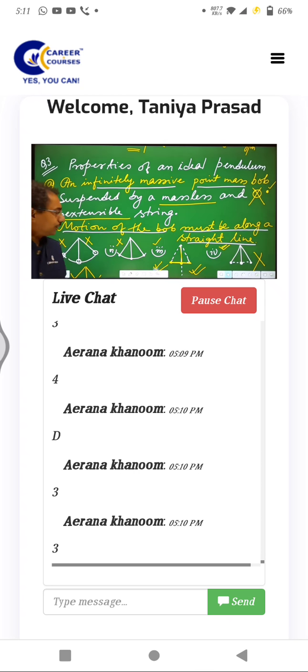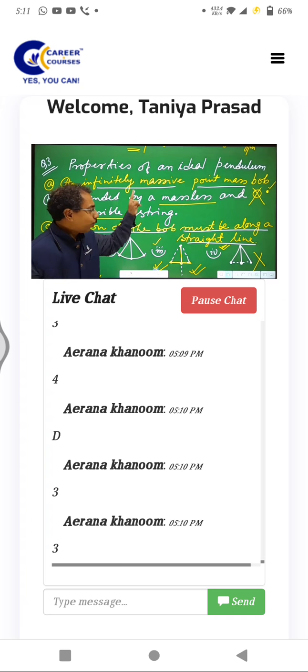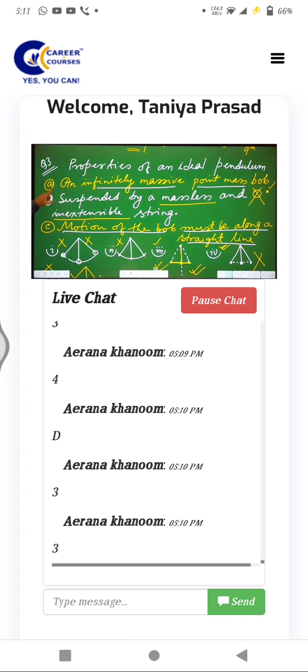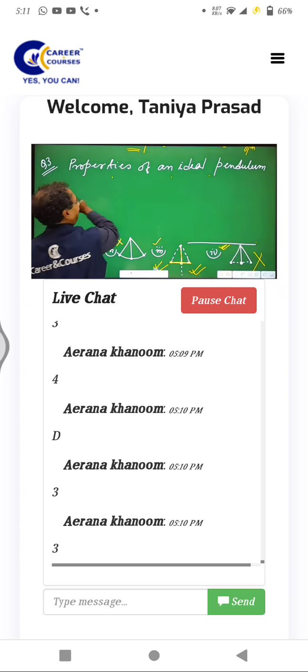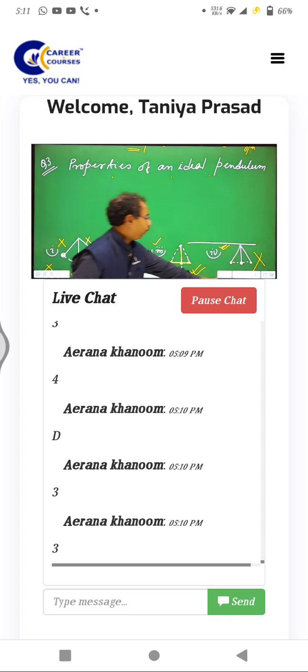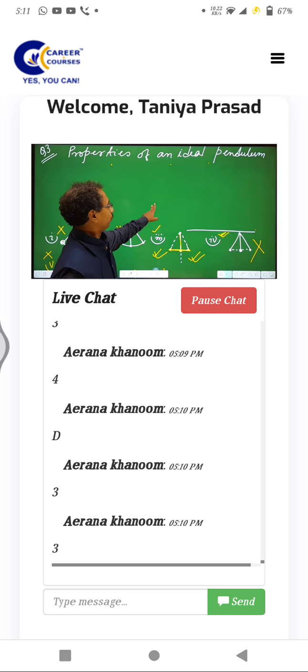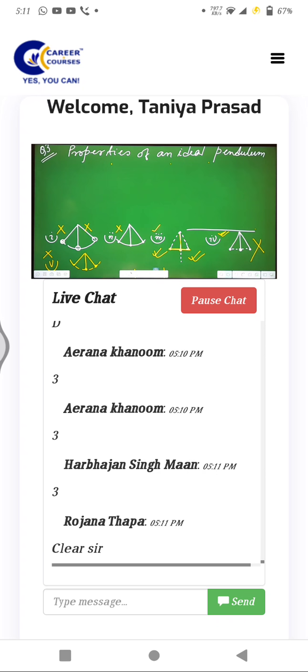Is that clear? These types of questions may come in your JEE Mains also. It actually measures whether your concept is clear or not. Remember, in the JEE Mains question paper, the points will not be given, these points will remain absent. Only the diagrams will be given. Which one represents the ideal pendulum? Which one is the best correct diagram for the motion of an ideal pendulum? You have to choose it this way.